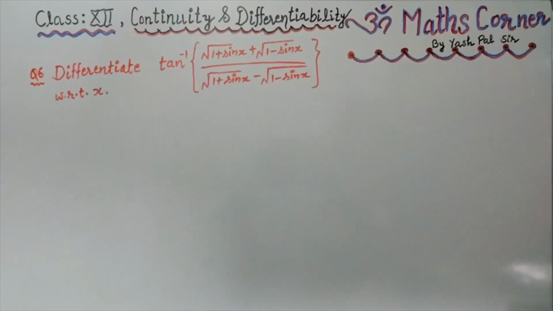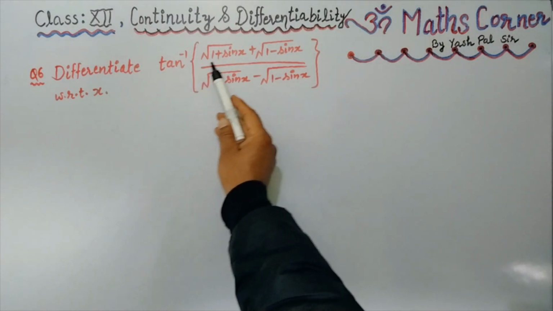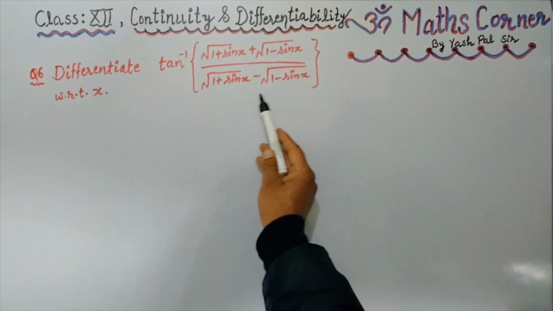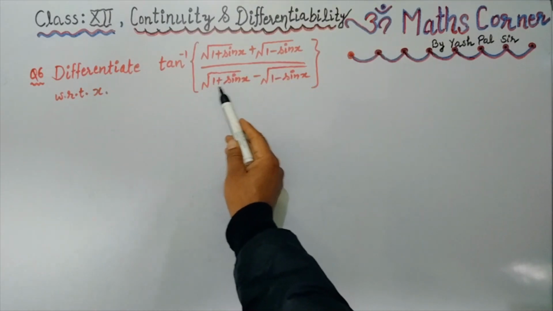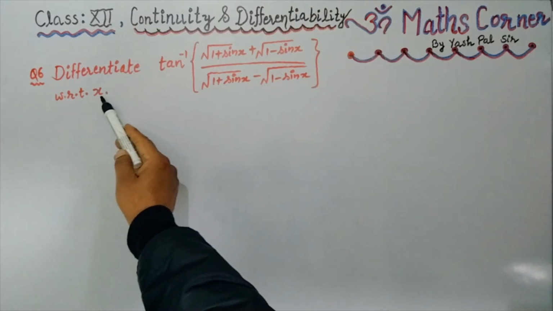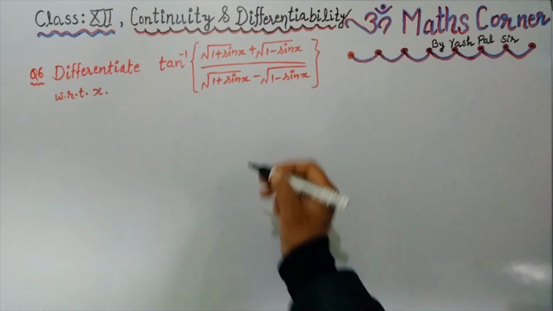Now next question. Question number 6. Differentiate tangent inverse of square root of 1 plus sin x plus square root of 1 minus sin x, divided by square root of 1 plus sin x minus square root of 1 minus sin x, with respect to x. One trick we are going to follow here.